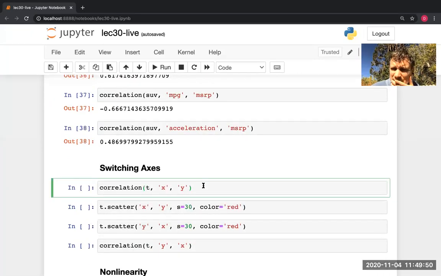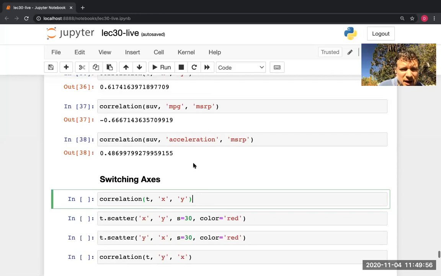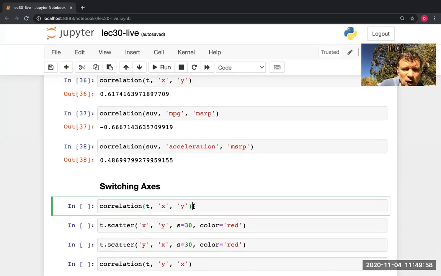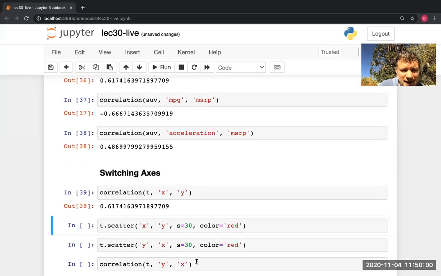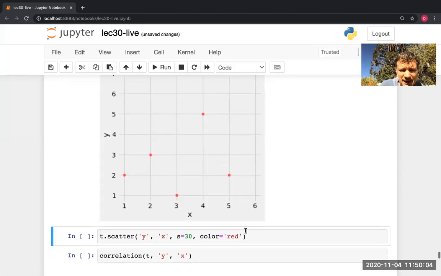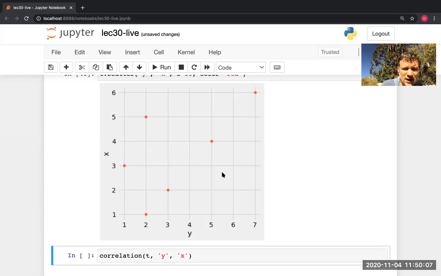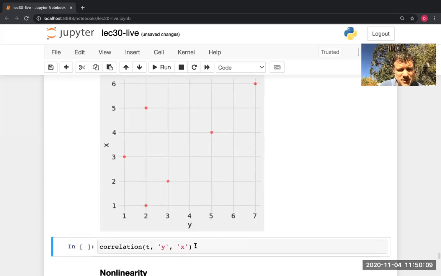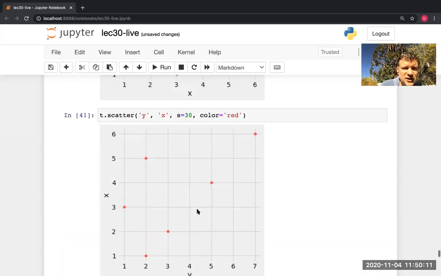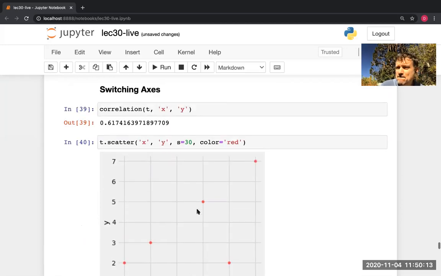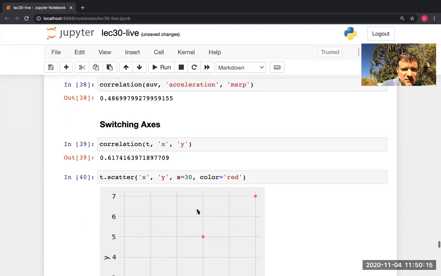Oh, yeah, I wanted to show you what happens if you switch the axes. We had the correlation between x and y. What about the correlation between y and x? So I've got this plot, but I can reverse the role of x and y, and it's a different shape. But the correlation coefficient is the same. Okay, so the correlation coefficient is symmetrical.